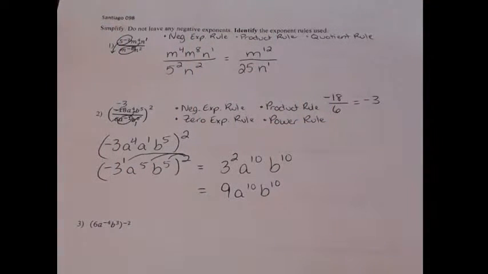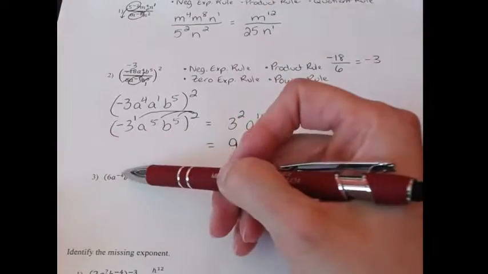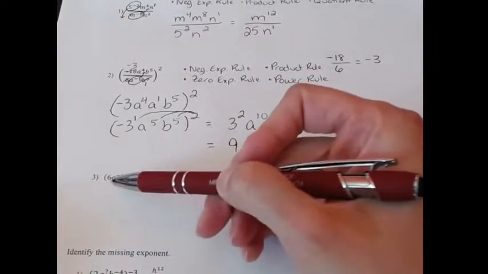Let's take a look. Okay, so for problem number 3, we have 6a to the negative 4th, b to the 3rd, all raised to the negative 2nd power. Now, typically, I may say, okay, well, we have a negative exponent here, so we'll circle it, we'll move it down, etc., etc.